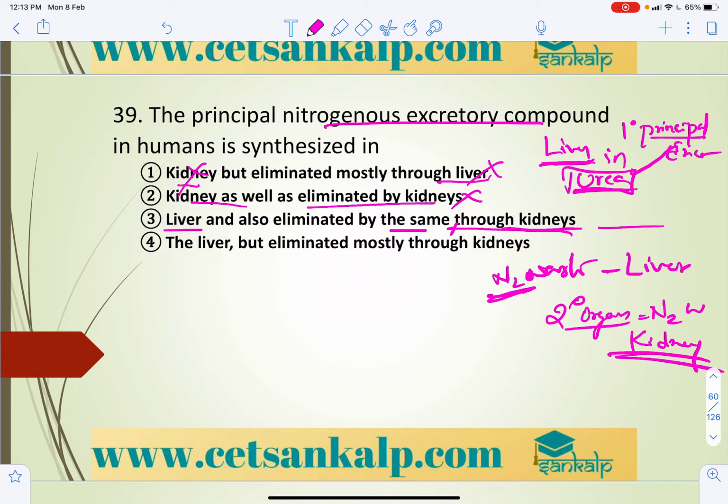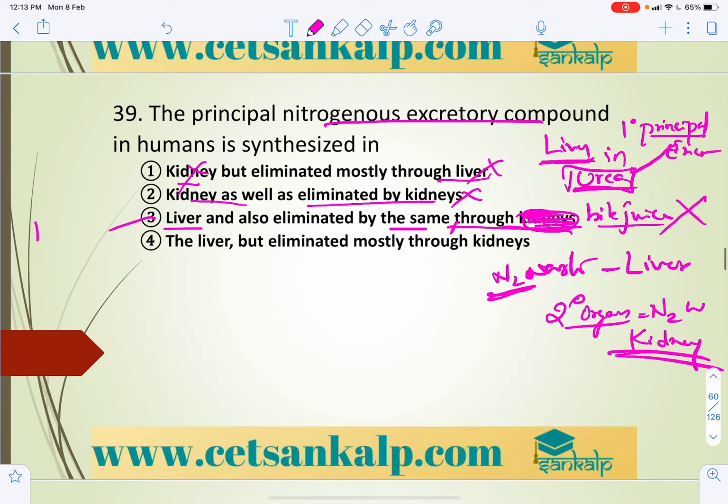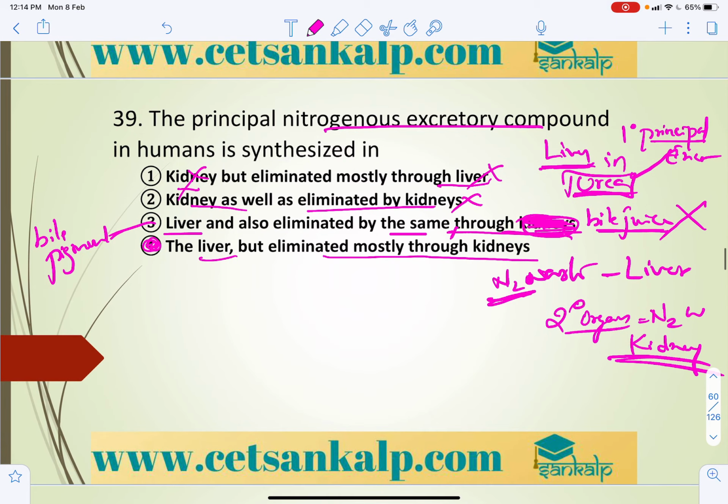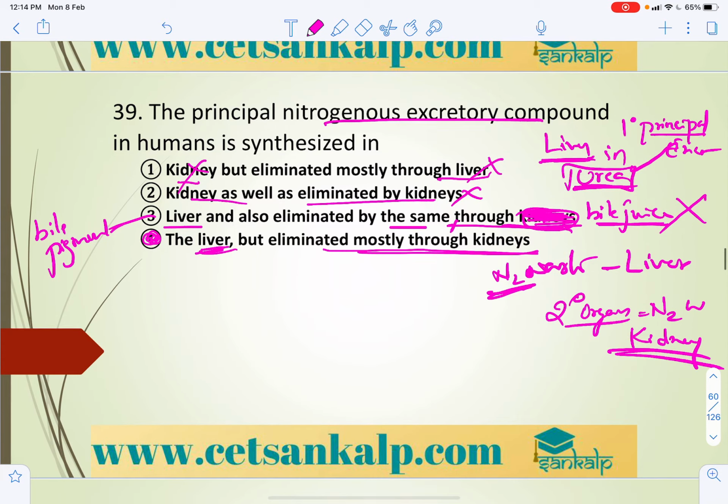When the waste is produced, it is eliminated, we can say, through bile juice, not through the kidney. So that is wrong. Only bile pigments are eliminated through bile juice. Okay, typing mistake, bile juice. They are wrong. Liver, but eliminated mostly through the kidney. So the answer is the fourth one: the principal nitrogenous waste is produced in the liver and eliminated by the kidney.